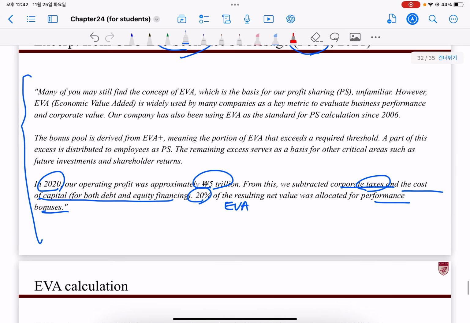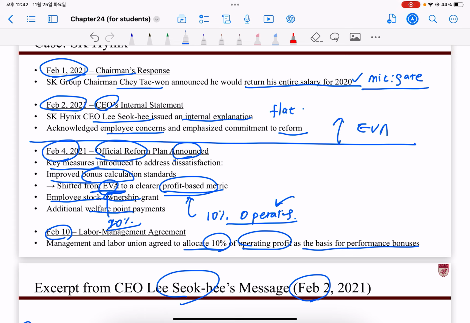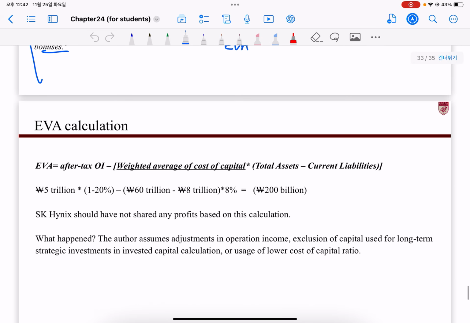So then, even before this reform plan was announced, we want to debate whether the EVA calculation was really not fair, as the employees have said. So let's really go back. Let's rewind back to 2020 and see how the EVA was. Okay, so the EVA is calculated based on after-tax OI, right? The NOPAT. So in 2020, the OI was 5 trillion won.